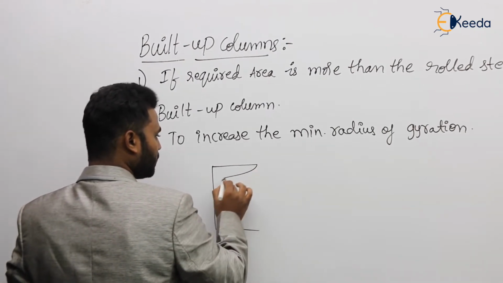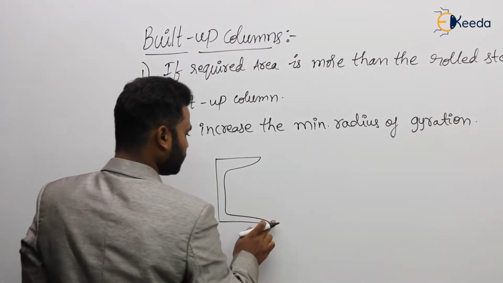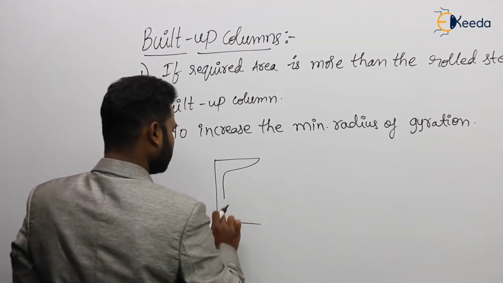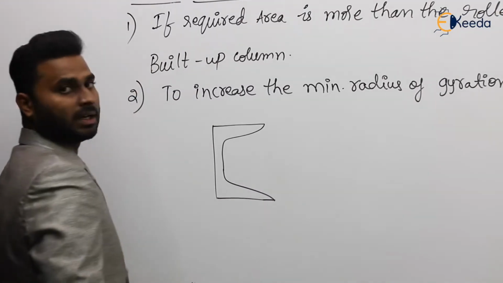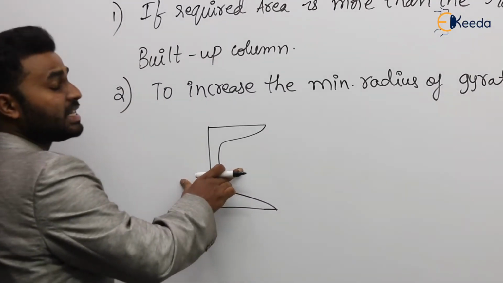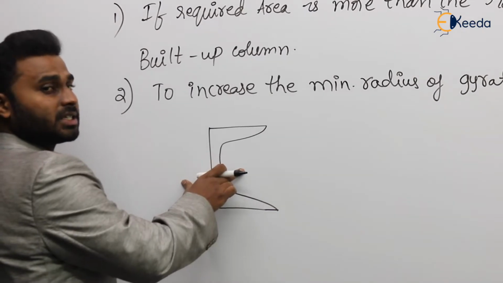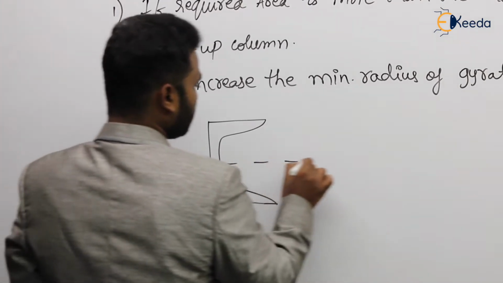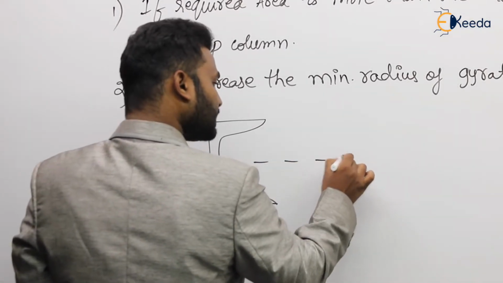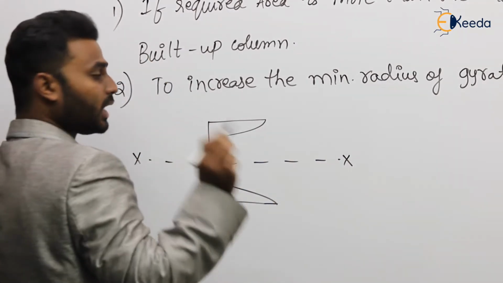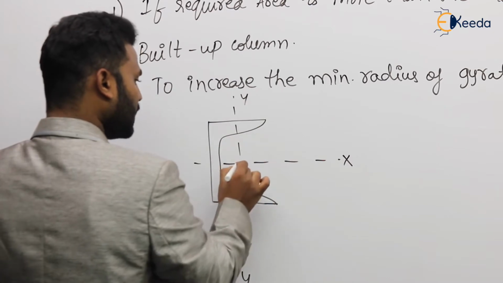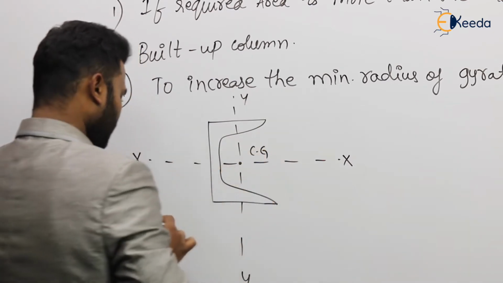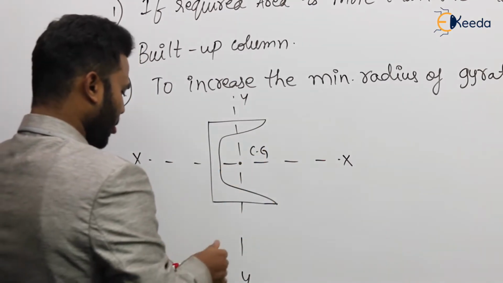Okay, this is a channel. So about this channel, each and every detail of this channel is mentioned in the steel table. So this is the x-x axis of this channel, okay, and this is the y-y axis of the channel, and here is where the CG lies. Agree? And this is the width.